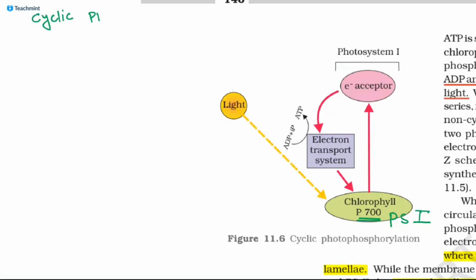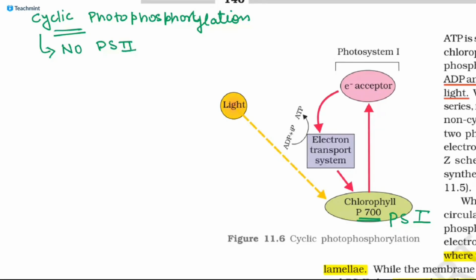So when we say cyclic photophosphorylation, the first thing we observe is that there is no photosystem 2. Only photosystem 1 is present. That is the first difference. Second difference: if there is no photosystem 2, will there be splitting of water? We have just seen that splitting of water is associated with photosystem 2. So, no photosystem 2.